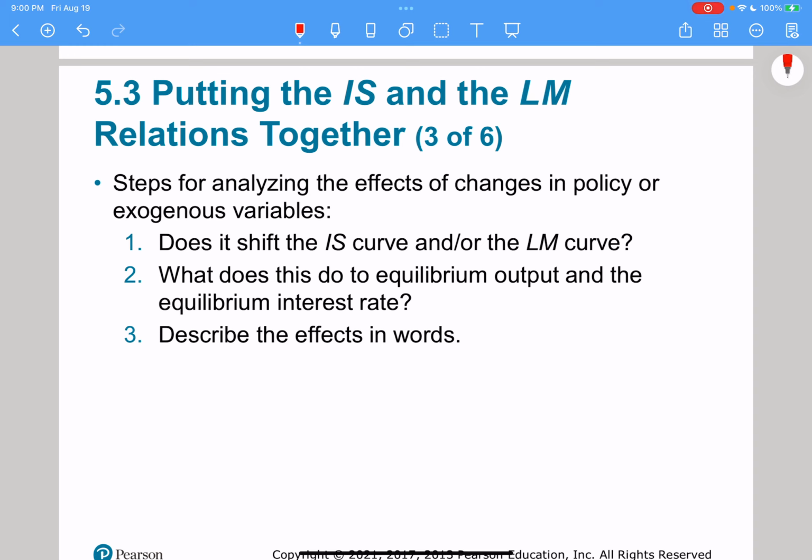Well, when we put both of the curves together, we can analyze the effects of the policies, or, as I told you, the comparative statics, which is how the exogenous variables are changing. So what can we think about? Does it shift the IS or the LM curve? This is the first thing that we have to think about. I'm changing something exogenous. Is it changing something on the IS or on the LM side of the market? The second thing: what does this change do to the equilibrium output and to the equilibrium interest rate? And the last thing is to describe this in words.